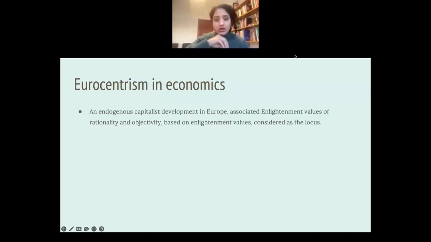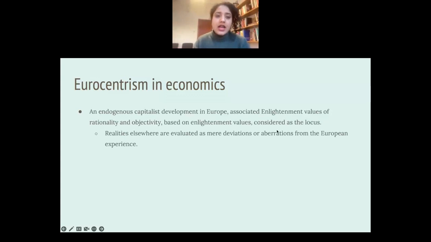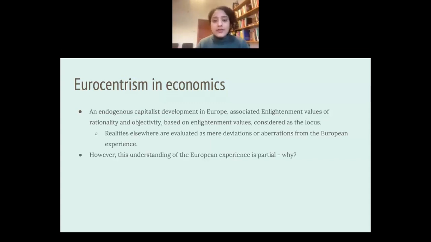So this is what was considered, that there was indeed an endogenous capitalist development in Europe, and it came with all these ideas of rationality and objectivity. And realities everywhere else in the world were seen as mere deviations from this European experience. That is how much of economics tries to understand the themes prevalent in it. However, this understanding of the European experience is partial. Why is it partial? Because, A, it was not an endogenous capitalist development that happened in Europe, right?